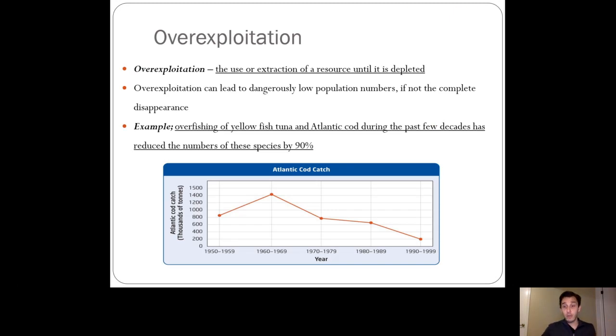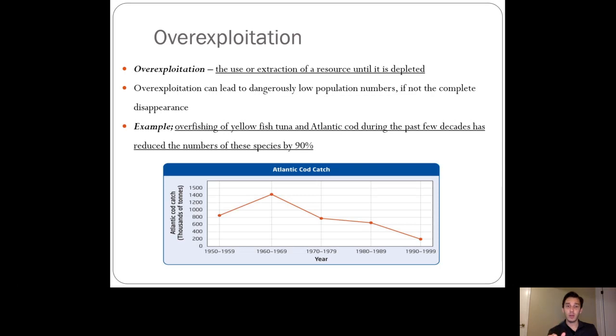This is a big one for human beings. Over-exploitation. That means we use or extract a resource until it's gone, okay? And our resources on this planet are not infinite. They are finite. Finite is the opposite of infinite. We will eventually run out of almost all of our resources here on planet Earth, okay?